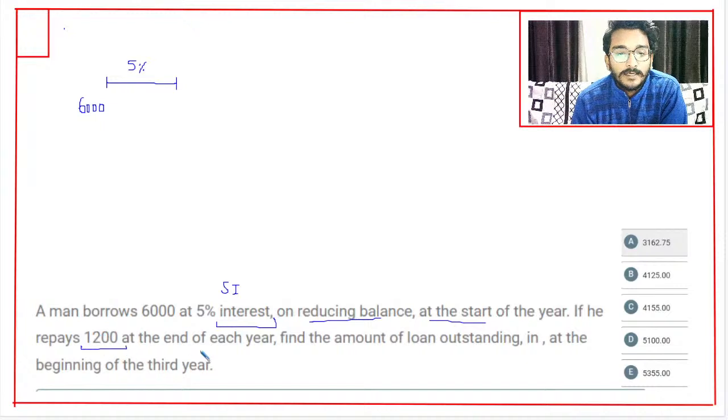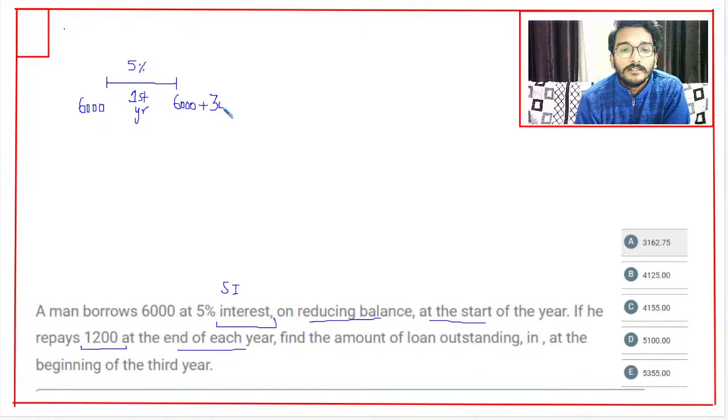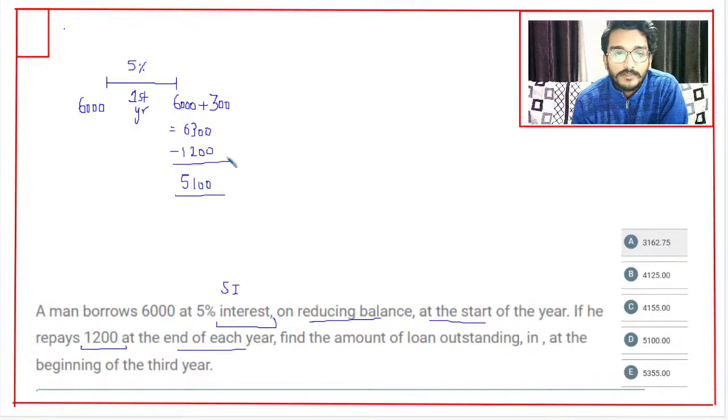If he repays 1,200 at the end of each year, so let's just find, let's suppose after the first year, there is 6,000 rupees plus 5%. 5% of 6,000 is 300 rupees. So it would be 6,300. And then he's paying back 1,200. So this is 5,100 remaining. This is the remaining amount after the first year. Similarly, 4155 is correct for us. Good.